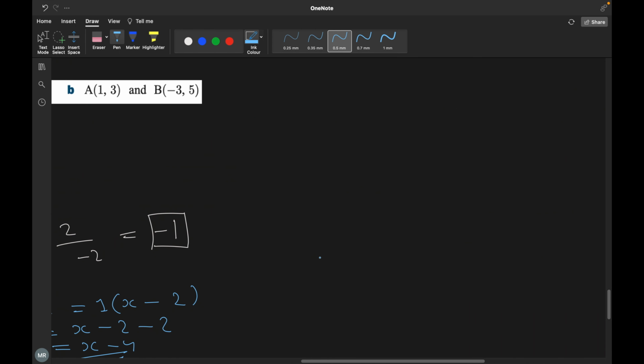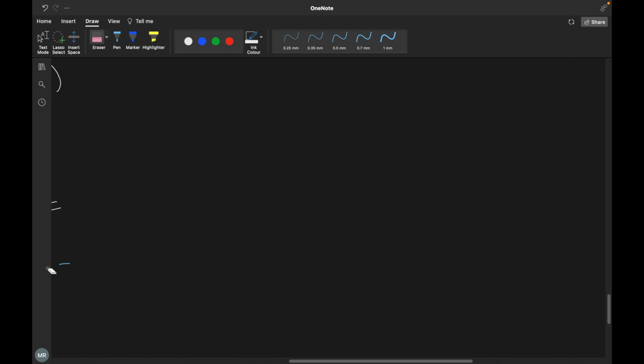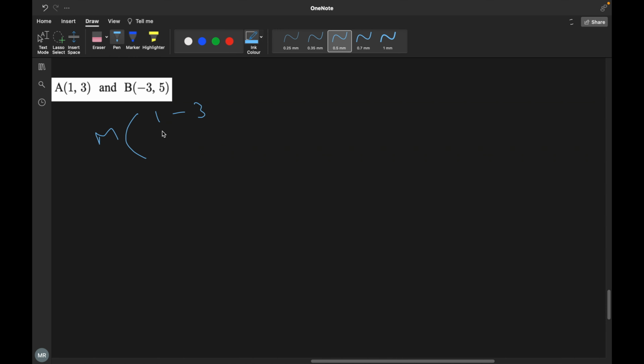Now let's solve the next one. Okay, so now let's find the midpoint. So the midpoint of this would be the following. So (1 minus 3) divided by 2, comma, (3 plus 5) divided by 2. So this implies that M is negative 2 divided by 2, so this is going to be negative 1. And 8 divided by 2 is 4. So our midpoint is this.